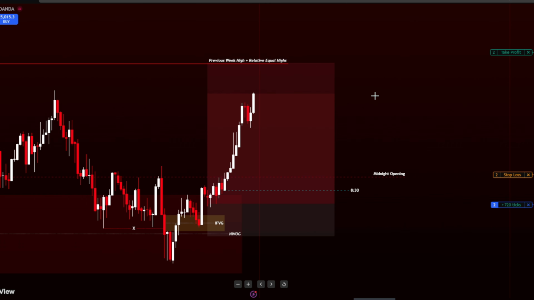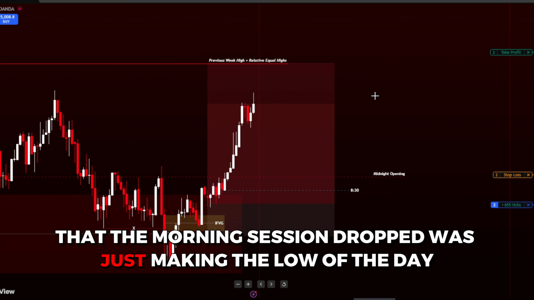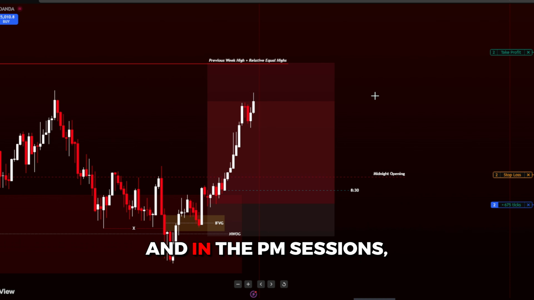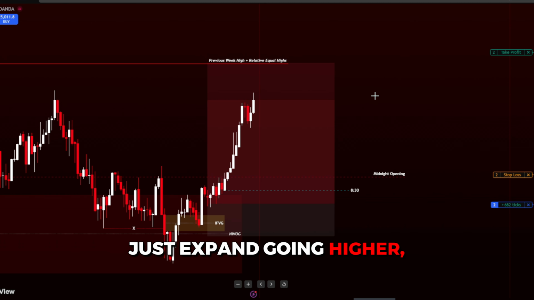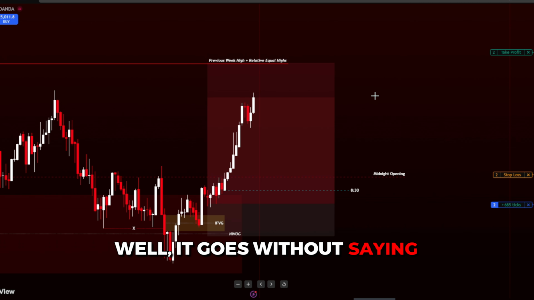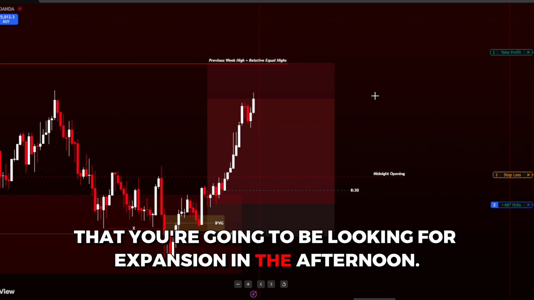Okay, it's going to be there. But what are you going to be aiming for? In that case, if you thought that the morning session drop was just making the low of the day, and then the PM session is going to just expand, going higher, going into the close, well, it goes without saying that you're going to be looking for expansion in the afternoon.